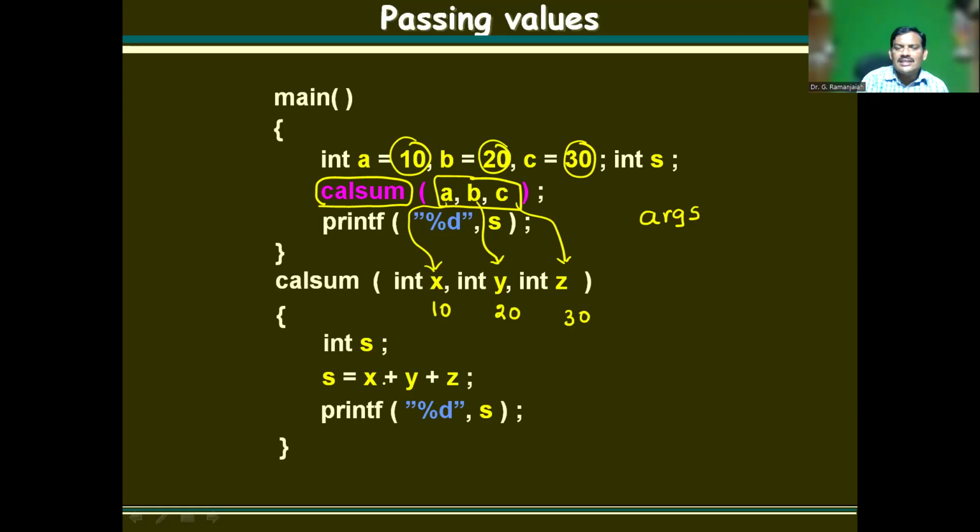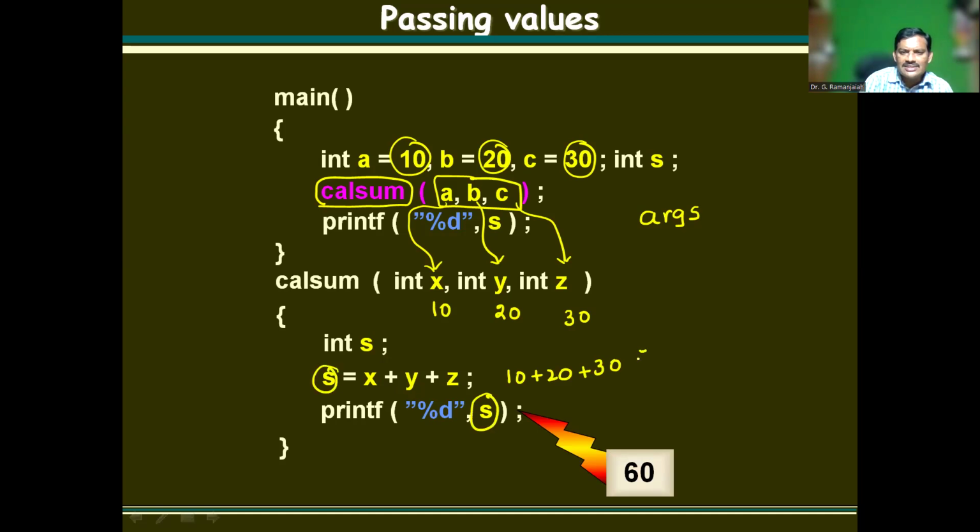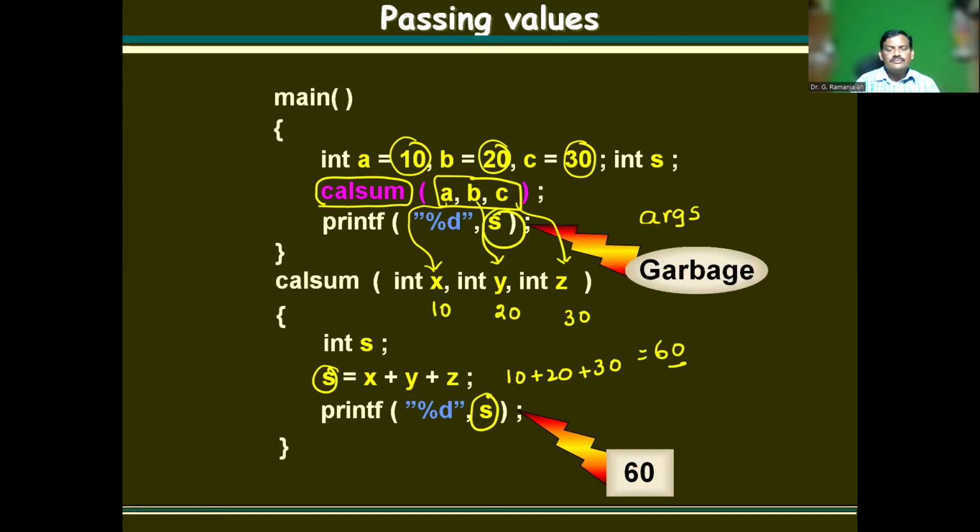Integer s. s is equal to 10 plus 20 plus 30. Here you will get the s value, s is equal to 60. Good. You will get 60. But will the same value be reflected here? No. Here it leads to either 0 or garbage. For example, if you return that value to the main function, again s will be 60 there. Let us see the execution state.